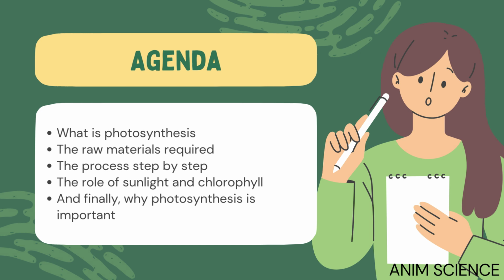After that, we'll break down the entire process of photosynthesis step by step, so you can clearly understand how everything happens inside the plant. We'll also discuss the role of important factors like sunlight, water, carbon dioxide, and chlorophyll, and how each of them contributes to the process. Finally, we'll understand why photosynthesis is so important, not just for plants but for all living beings on Earth. And at the end, I'll also include a quick question to test your understanding.